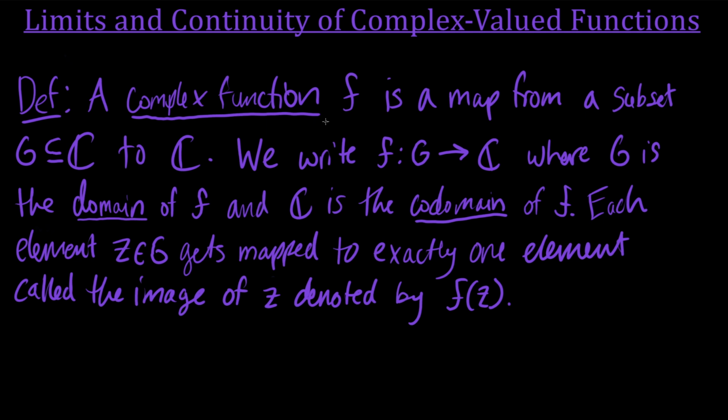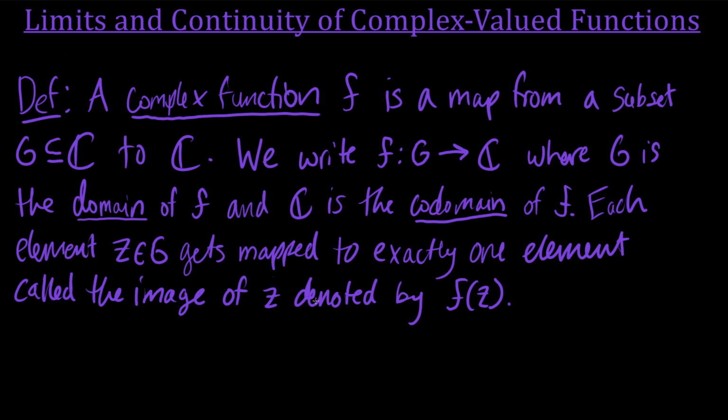We write this notation, f from g to c, where g is the domain of f and c is the codomain of f. Each element z in g gets mapped to exactly one element called the image of z, denoted by f of z. And so what you'll notice here is that a complex valued function is basically the same thing as a real valued function, except it maps complex numbers to complex numbers rather than real numbers to real numbers. And so we can define complex valued functions the exact same way that we define real valued functions.